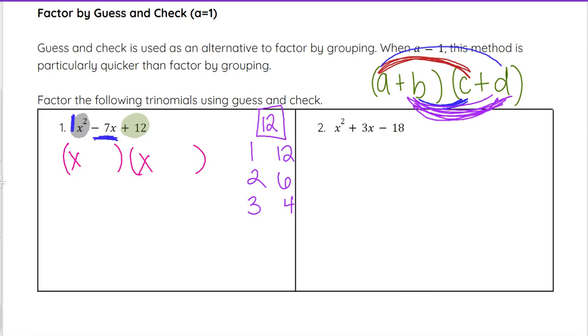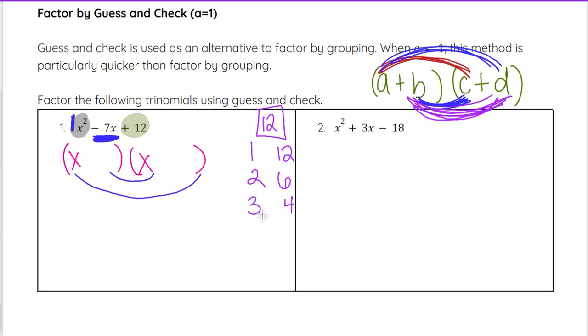Now, I want to talk about for a second why that essentially works. If you think about these inner and outer sets of multiplication in the FOIL, those are always going to be your like terms when we are combining like terms after we've distributed. So we check our inner and our outer products, and the inner product and the outer product combine to be that middle term.